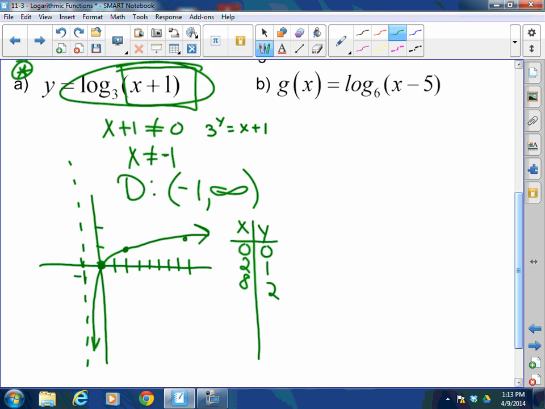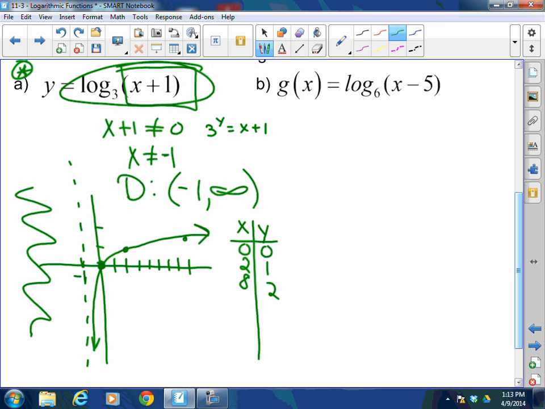Before I had said that it was from negative infinity to negative 1, right? So that means that this part, that's impossible. It has to be greater than 0, or greater than the asymptote. I can never go to the left of the asymptote. So I'm a fool. Thank you, sir.